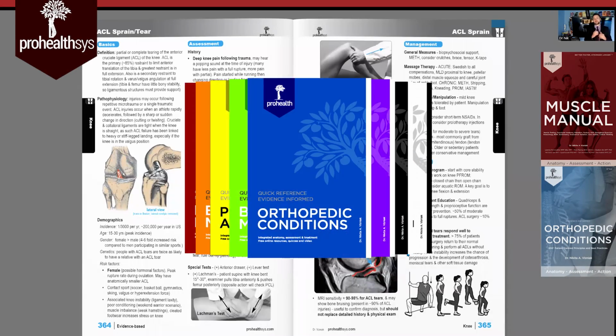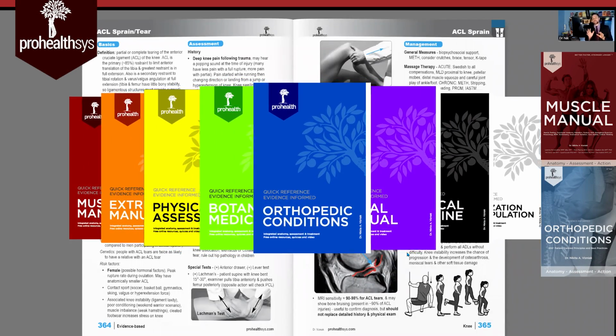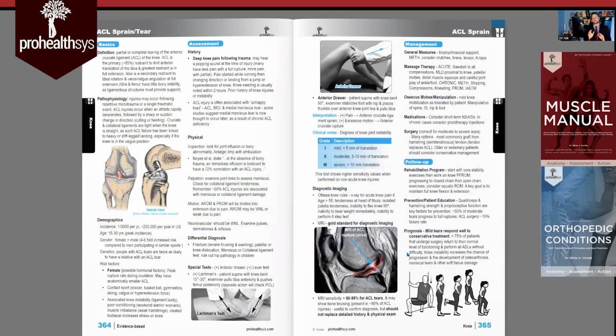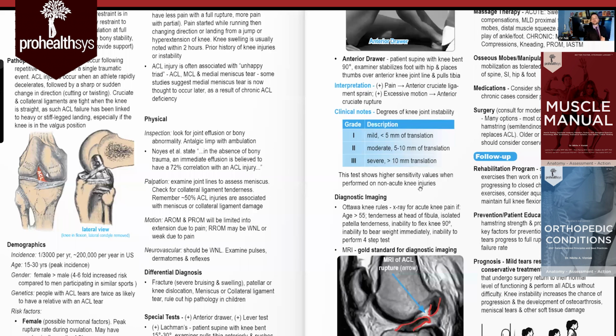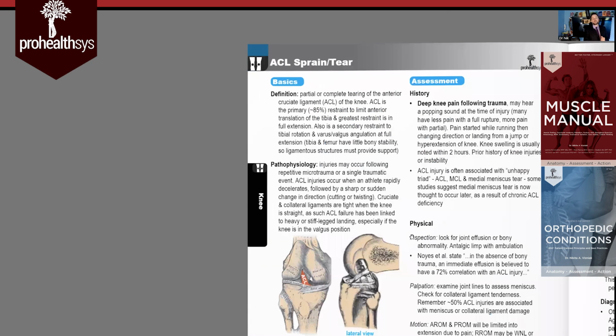Today, we're going to be talking about ACL sprains or tears. And it means the same thing: a sprain, a tear, a rupture. It can be a partial rupture or full rupture. We can grade those out, but at the end of the day, it all means the same thing. It is a ligamentous injury around the knee, and it is relatively common. So you should understand this condition very, very well.